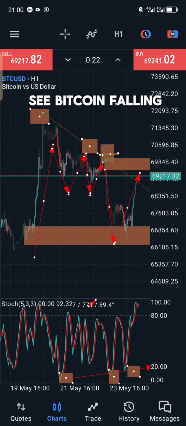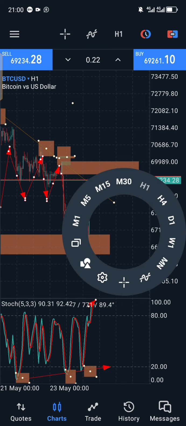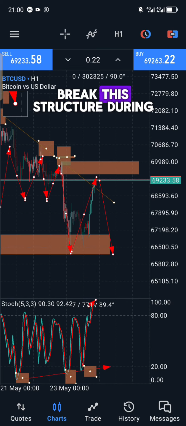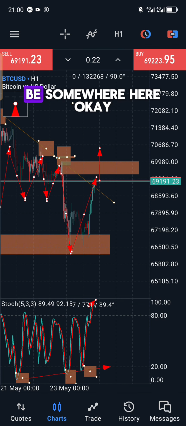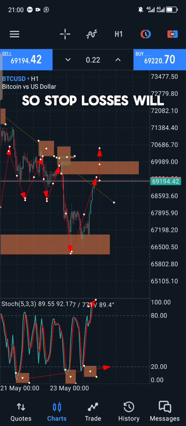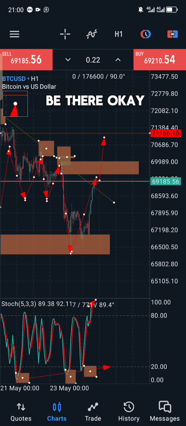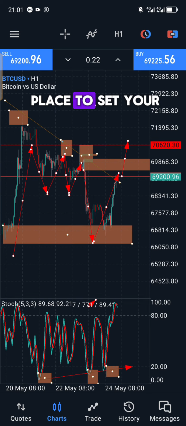So you might see Bitcoin falling and maybe trying to break this structure during the weekend. If it doesn't, then your stop loss should be somewhere here. Stop losses will be there. So this is the perfect place to set your stop loss.